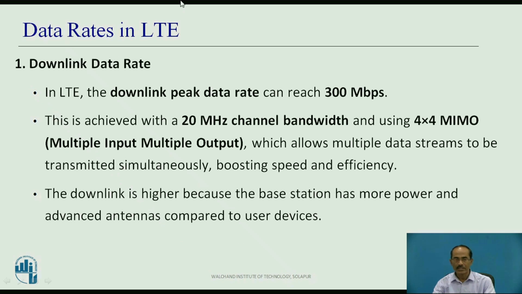Data rates in LTE. First one, downlink data rate. In LTE, the downlink peak data rate can reach 300 Mbps. This is achieved with a 20 MHz channel bandwidth and using 4x4 MIMO, multiple input, multiple output, which allows multiple data streams to be transmitted simultaneously, boosting speed and efficiency. The downlink is higher because the base station has more power and advanced antennas compared to user devices.